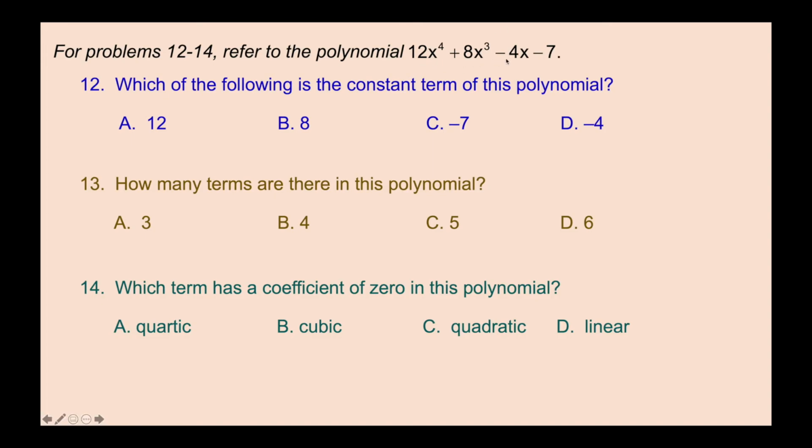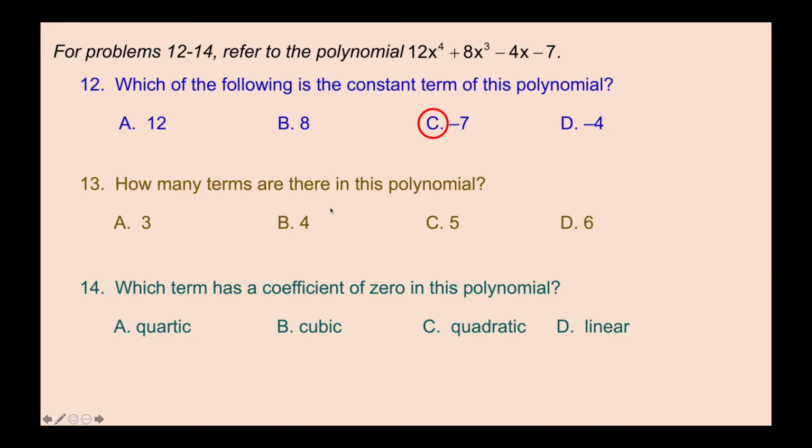Now we're looking at this example. Again, I'm confirming right away that this is in standard form. And for 12, which of the following is the constant of the polynomial? And again, the constant term is the one that doesn't have a variable with it. And so in this case, that's going to be -7.